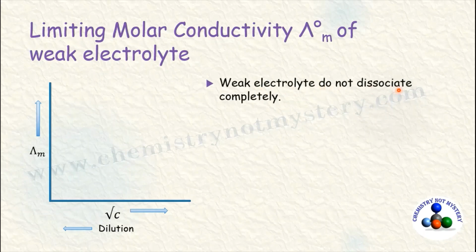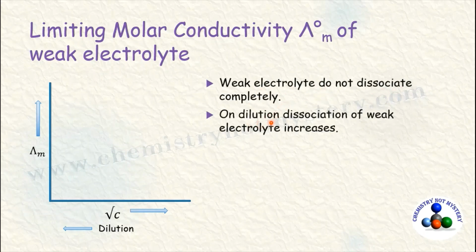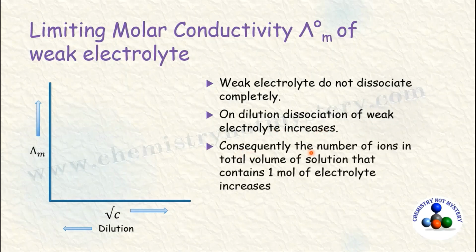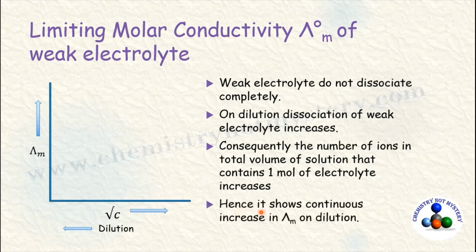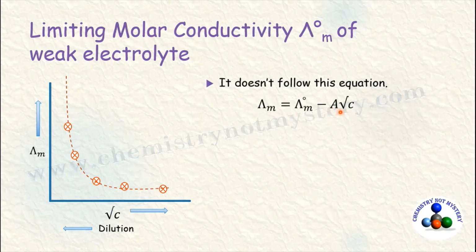Weak electrolytes do not dissociate completely. On dilution, dissociation of weak electrolyte increases. Consequently, the number of ions in the total volume of solution that contains 1 mole of electrolyte increases. That's why molar conductivity keeps on increasing on dilution. If you plot molar conductivity of weak electrolyte at different concentrations, you will get this kind of pattern. And when you connect all the dots, you will get this line. That means it doesn't follow the straight line equation.